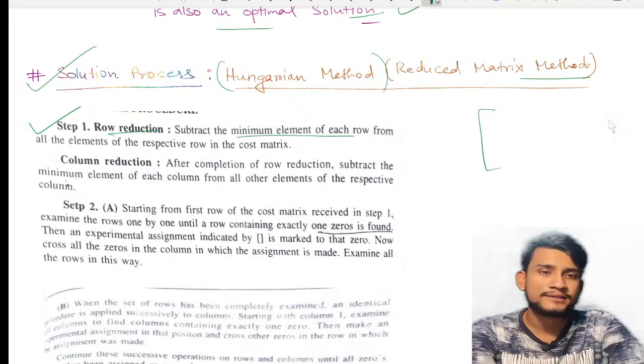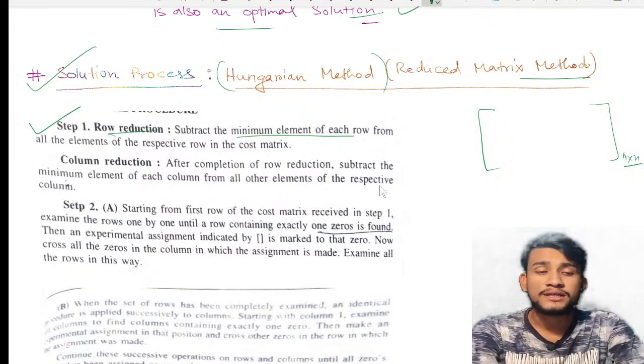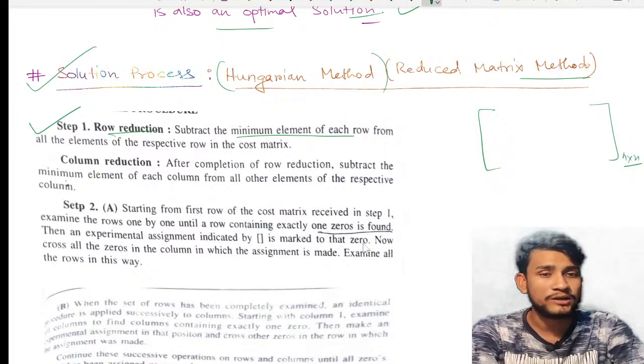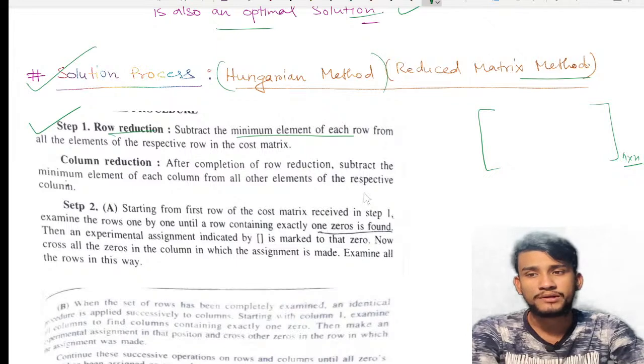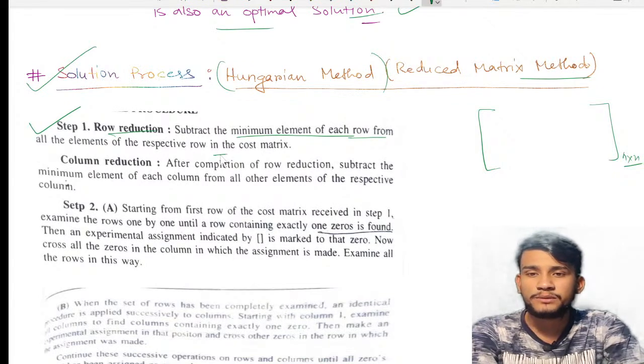So there is a matrix, suppose this is the square matrix. In the case of assignment problem, the coefficient matrix must be what? The coefficient matrix must be a square matrix. But in case of transportation problem, the coefficient matrix may or may not be a square matrix. So subtract the minimum element of each row from all the elements of the respective row in the matrix.